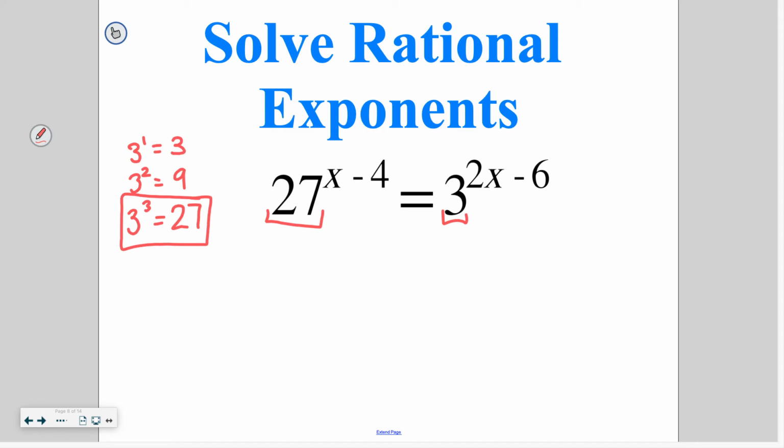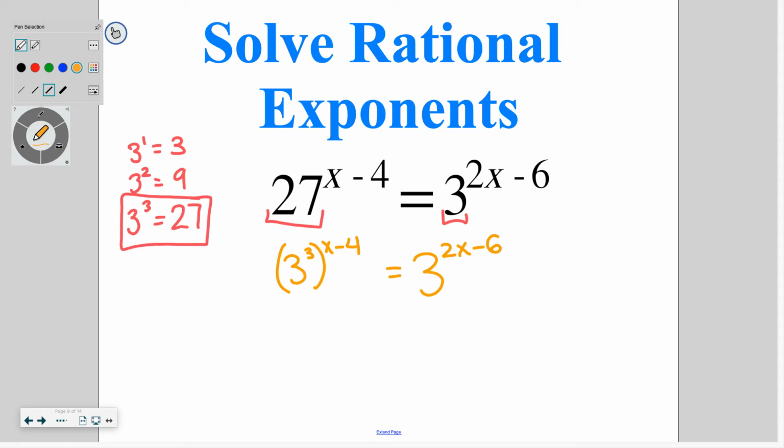So instead of writing 27 right here, I'm going to change it to its exponent form. So I'm going to say 3 to the third power to the x minus 4 power is equal to 3 to the 2x minus 6 power. So we've taken this 27 and we've rewritten it so that our bases, 3 and 3, match. Now what do I need to do from there? On this left side then, it becomes a power of a power rule. So we need to multiply.